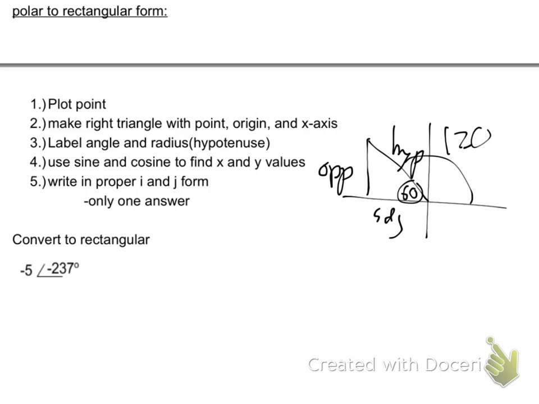And then once you have your x and y, you technically can write it in the proper i hat and j hat form. I'll put little hats on there. So i hat and j hat. The really cool thing, guys, there's only one answer. There are no 4 answers for this one. Once you find x and y, it's the x in front of i hat and then the y in front of the j hat. And you're done.